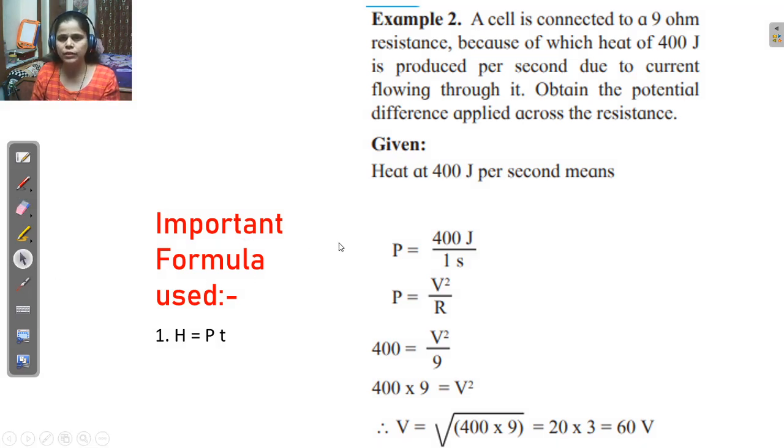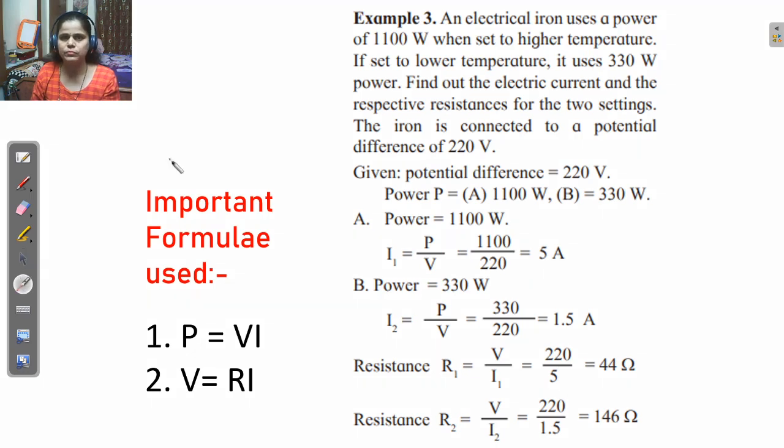Our third example. An electrical iron uses a power of 1100 watt. So power is this. When set to higher temperature, if set to lower temperature, it uses 330 watts power. Here two conditions, if higher temperature, if lower temperature. Find out the electric current and the respective resistance.